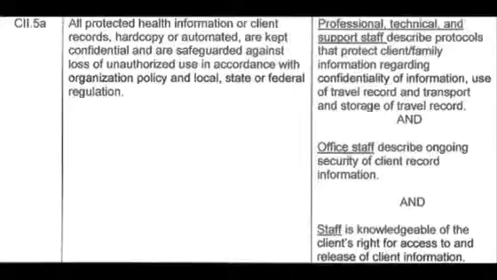So we are on page 19, and we are on the 3rd box, which is a core regulation, and that's a C2.5A. All protected health information or client records, hard copy or automated, are kept confidential and are safeguarded against loss or unauthorized use in accordance with policy, everybody's policy, not just our written policy from the P&P manual, policy and procedure manual, but also state, local, federal, Medicare, CHAP, all the regulatory body policies.